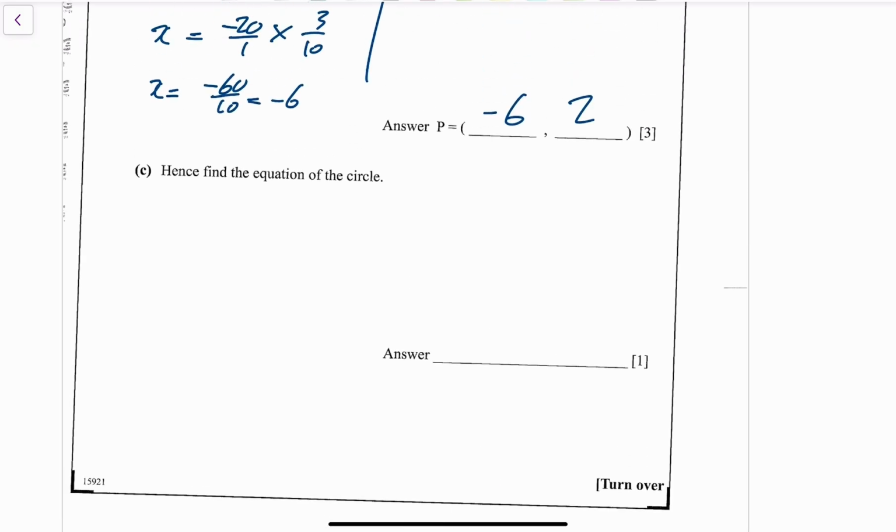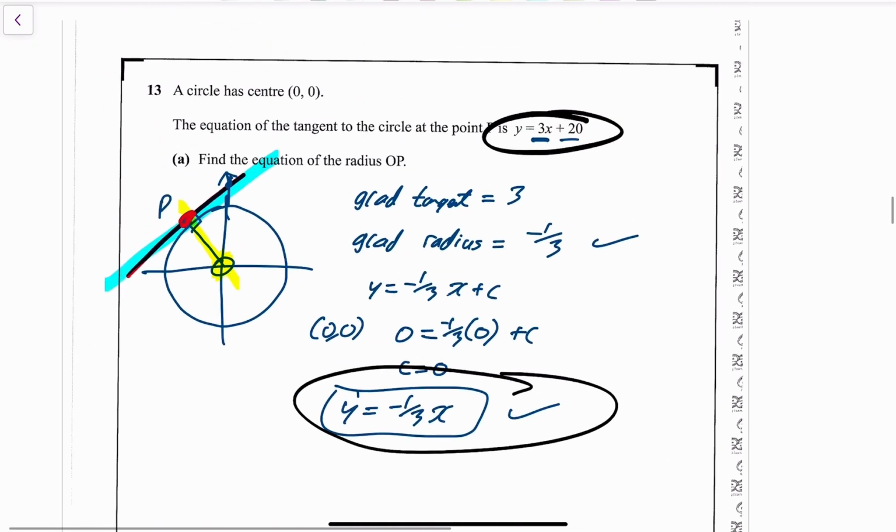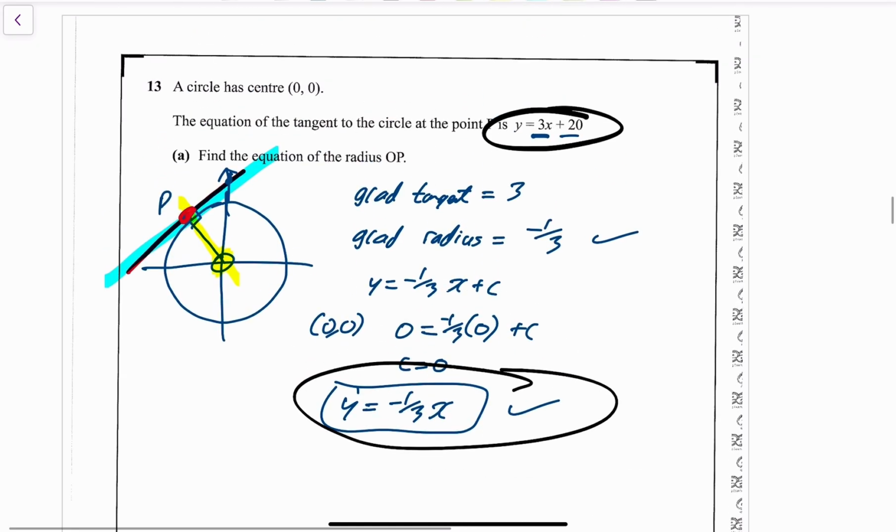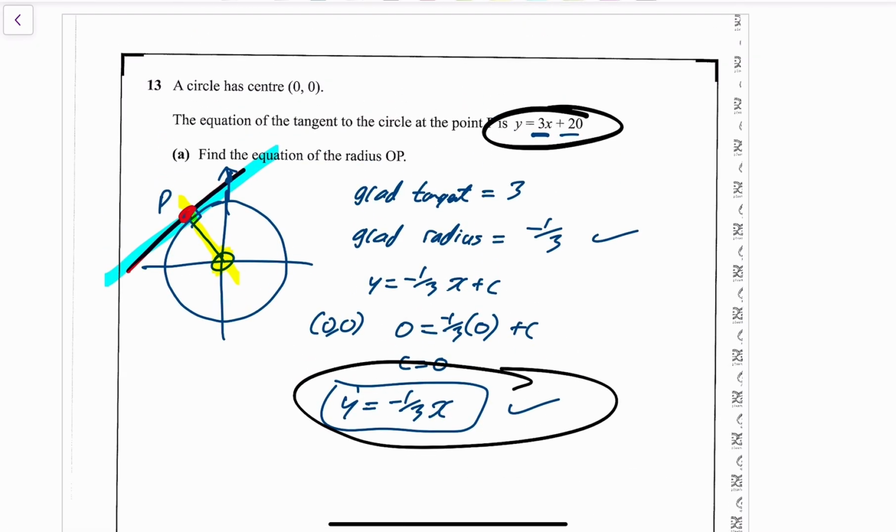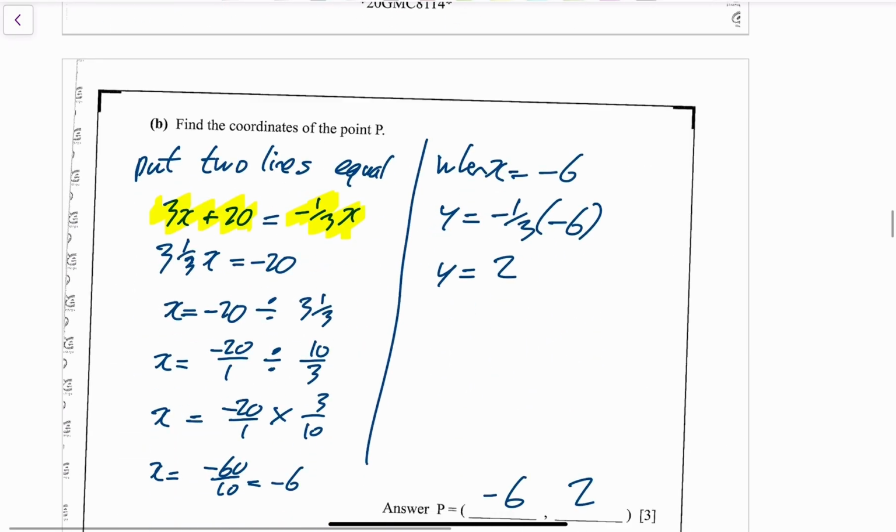Hence find the equation of the circle. Right, how do we find the equation of the circle? What have we got? Okay, well, we know it goes through the origin. We need to find the r, and we've just worked out that P was minus 6, 2. So the radius is going to be the length OP. Okay, so that's what we're going to do here.